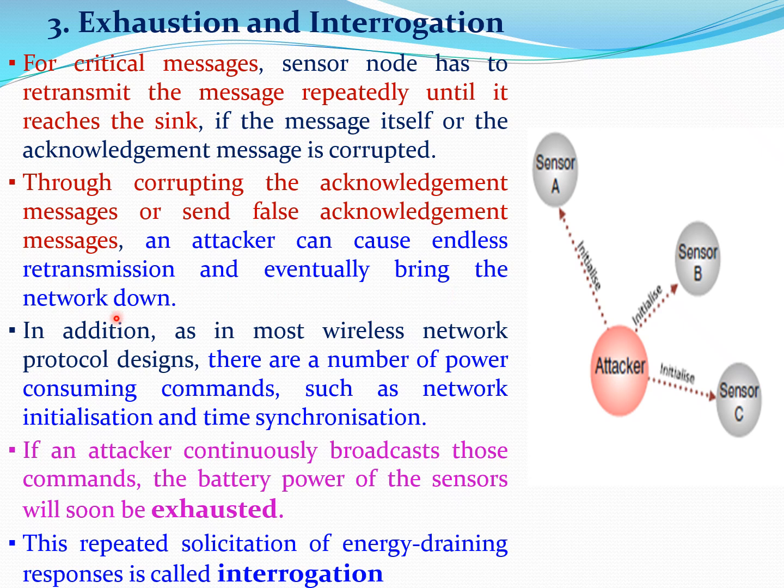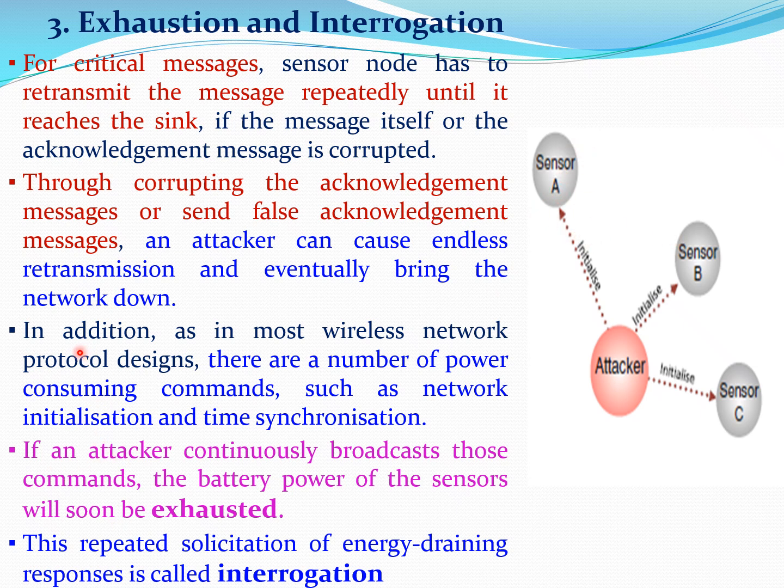See, for example, you have a sensor node A, a sensor node B, and a sensor node C. The attacker corrupts the acknowledgement message. For example, if sensor node A transmits and sensor node B receives it and sends an acknowledgement message, the attacker corrupts the acknowledgement message. So sender A keeps on retransmitting the messages.